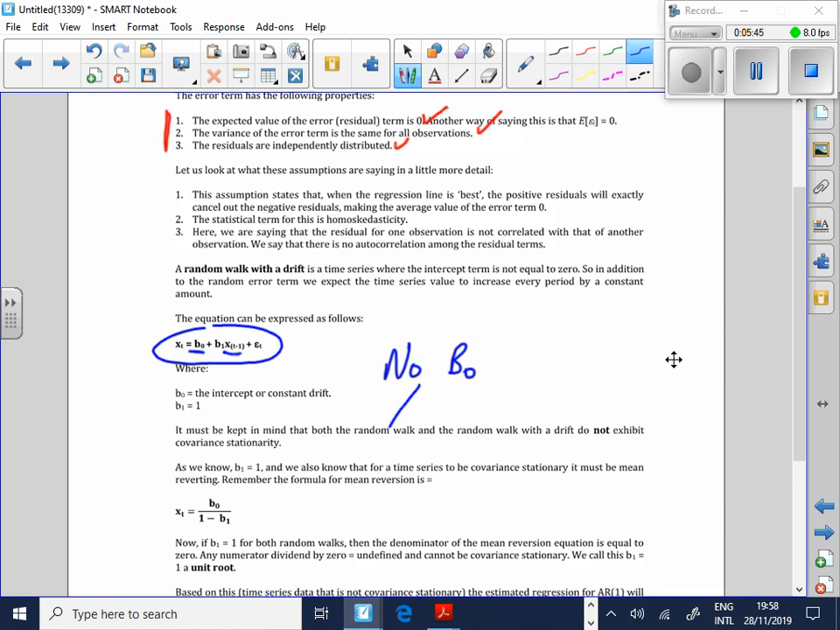What am I assuming in a random walk with a drift, guys? I'm assuming that B1 is equal to 1. Let's see why we say it's equal to 1. Just keep that in mind for now, and let's keep it as simple as we can and not overcomplicate things. Random walk, the B0 is not there. Random walk with a drift, there is a B0 now because it's not 0. Happy with that? But what am I assuming for my B1, my slope? It is equal to 1.